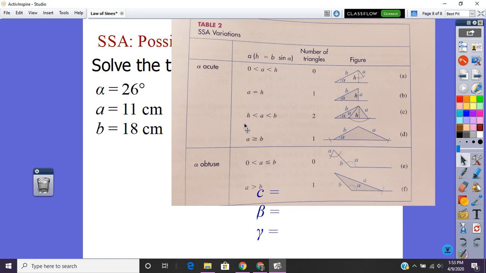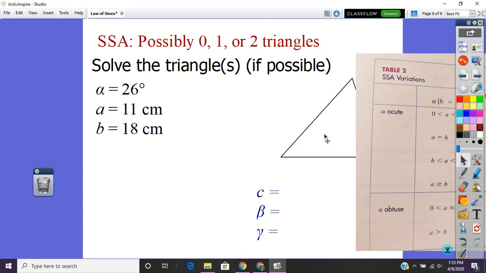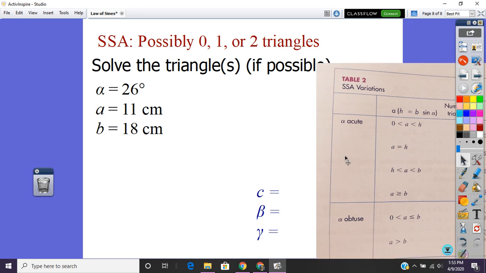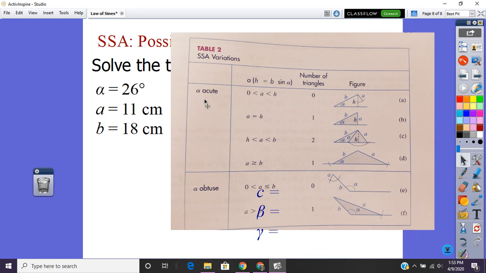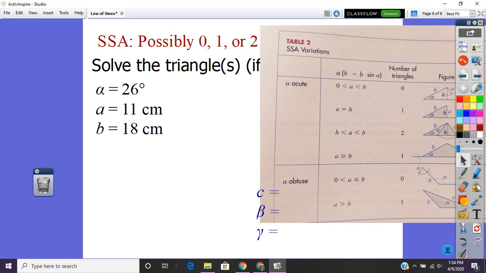All right, let's do one more example. Once again, alpha is acute, so now I'm going to compare it. Is A greater than or equal to B? No, A is actually smaller than B. I can see right here that A is smaller than B, but let's go ahead and find our H just to double check.